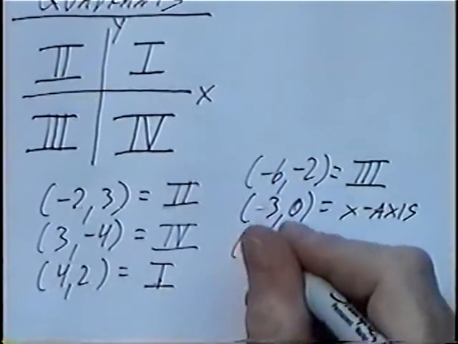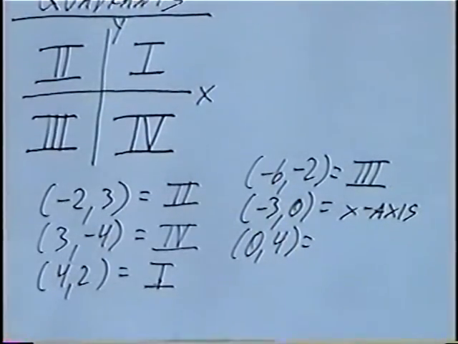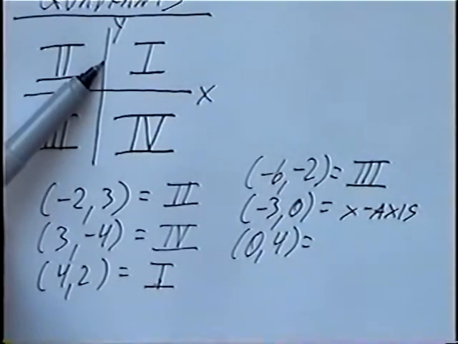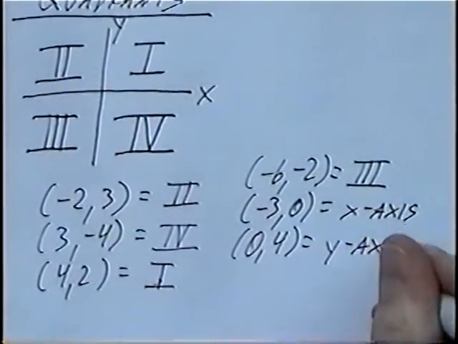Next point, (0, 4). 0 for the x again would be in the middle. 4 would be 4 spots up, but it's not quadrant 2 or quadrant 1. It's on the y-axis. So the answer would be y-axis.